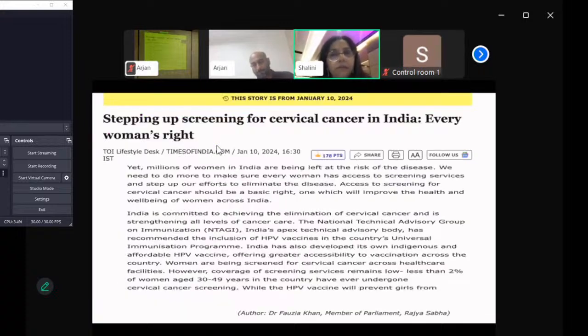Now, this is another publication of Times of India, where the author was Fawzia Khan, Member of Parliament, Rajya Sabha, that millions of women in India are left at risk of the disease, and India is committed to achieve cervical cancer elimination, and we'll be focusing on cervical cancer screening and testing.